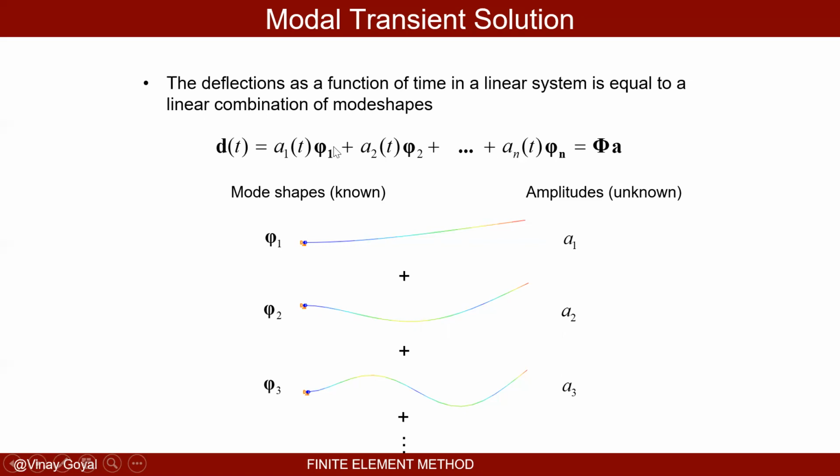So what if I put these phis into this phi bold? These vectors are put in here. So I have here a matrix of mode shapes, and this a1, a2, through an go into this vector of unknown amplitudes. Phi bold is fully known. It's a matrix. It's a square matrix, actually.